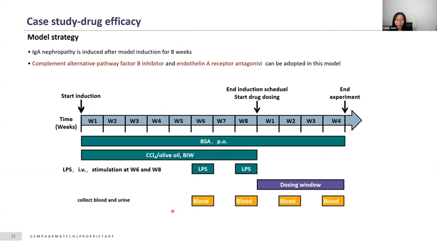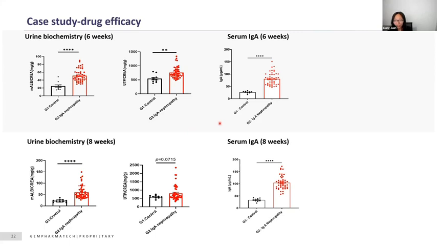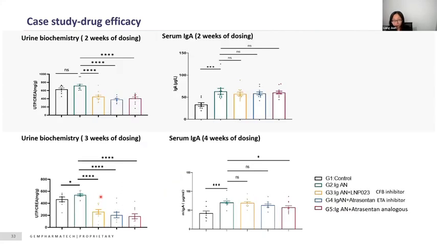Then we performed the drug efficacy study using this model. In this study, we used the C5B inhibitors and angiotensin II receptor antagonists to treat this model. First, we established the BSA-induced disease model, and after 8 weeks of treatment with BSA, we observed the increased IgA level in serum, and also the ratio of UTP to creatinine, as well as the albumin to creatinine.